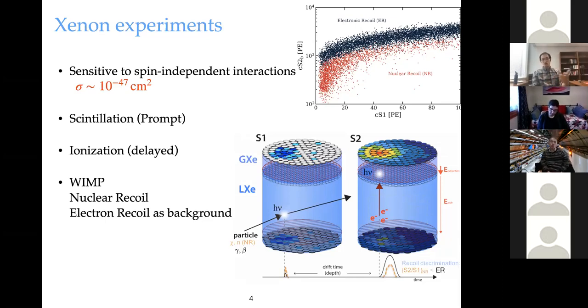I don't want to show you the plot; you've already seen the constraint plot. But the ballpark is that cross sections can go to 10 to the minus 47 centimeters squared. If you like the Z-portal WIMP model, it's already ruled out by six or seven orders of magnitude.